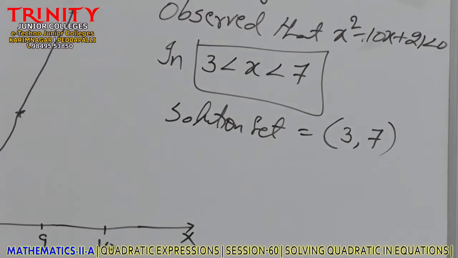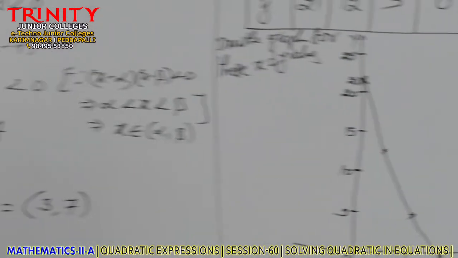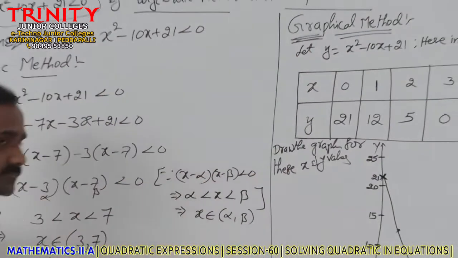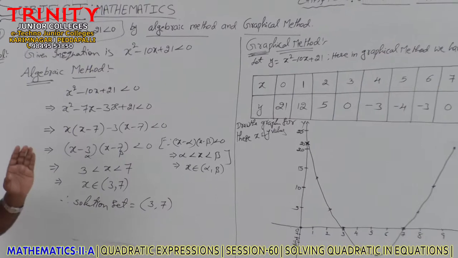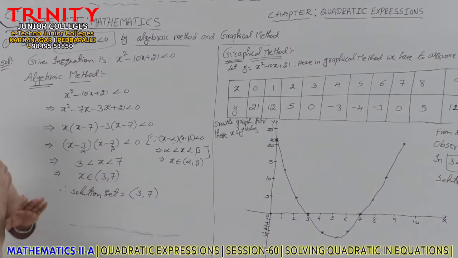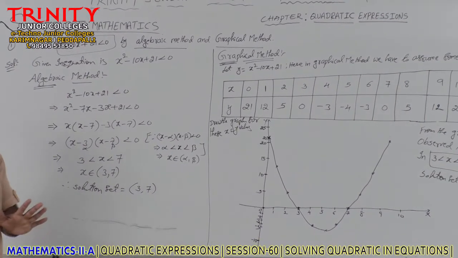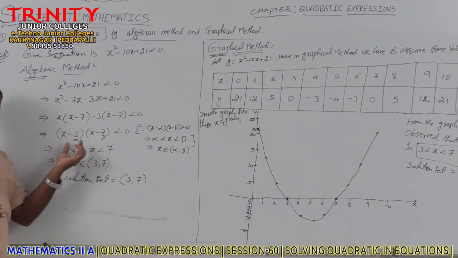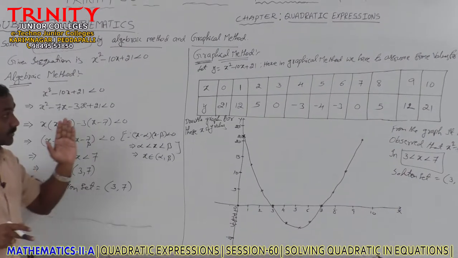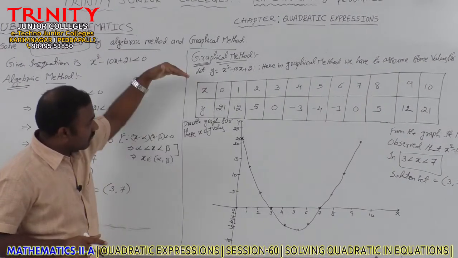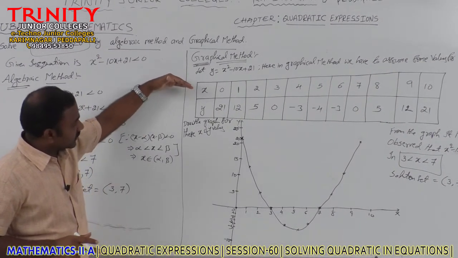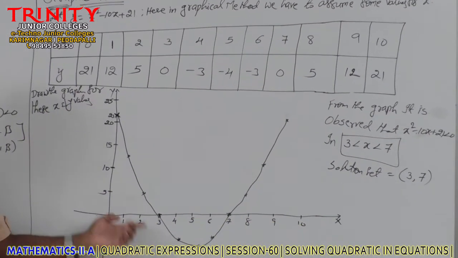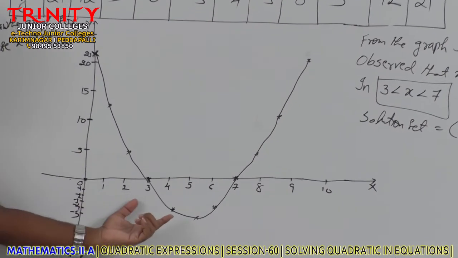Whether the method is algebraic or graphical, the method of solving the equation is different. Here in the algebraic method we went through factorization. When it comes to the graphical method, we considered some points, calculated the value of y for those points, and expressed them on the x and y axis. Then we draw the graph.